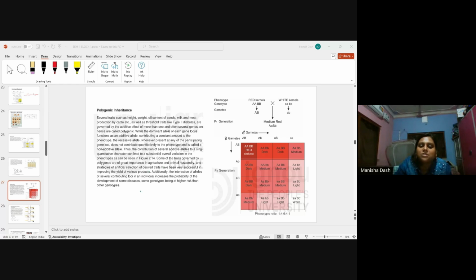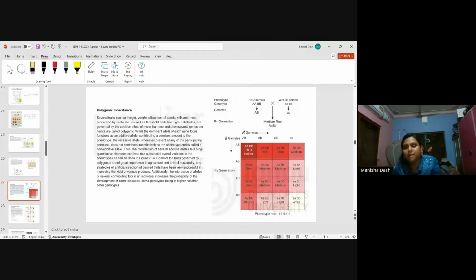And in contrast to Mendelian ratio, where the phenotypic ratio is 9:3:3:1, the phenotypic ratio for the F2 generation in polygenic inheritance will be 1:4:6:4:1. Okay, so this ratio only you need to remember.